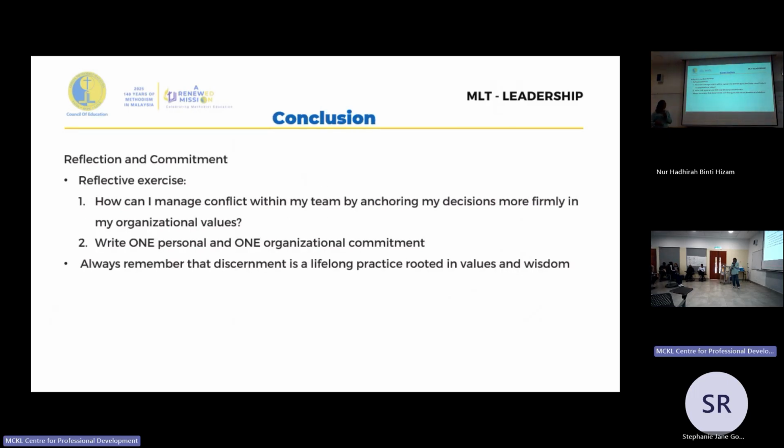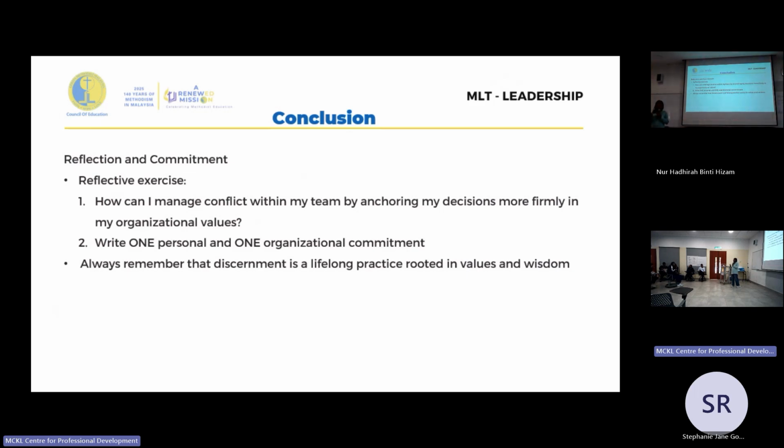Now, I will conclude with a bit of reflection. You don't need to give an answer. You can go back and reflect on this. How can I manage conflict within my team by anchoring my decision more firmly in my organizational values? This is something I want you to reflect on. This is your take-home point.